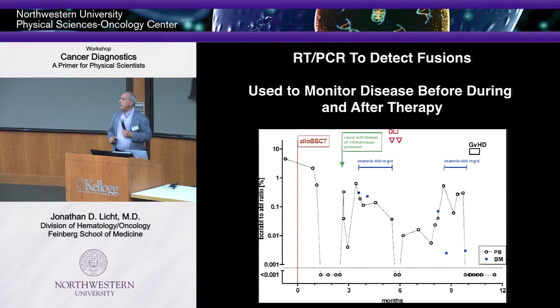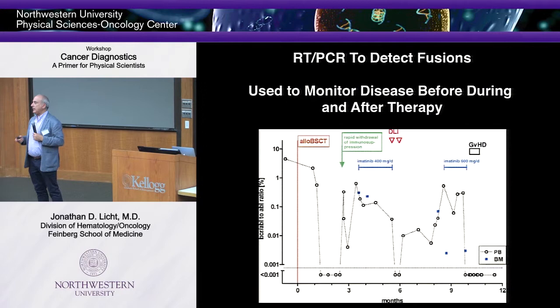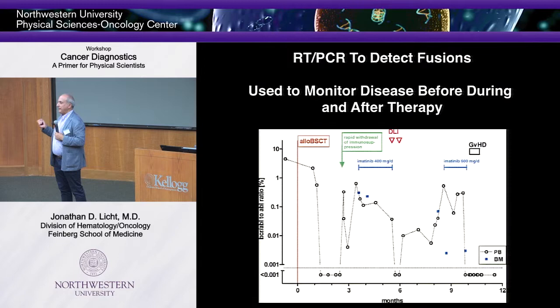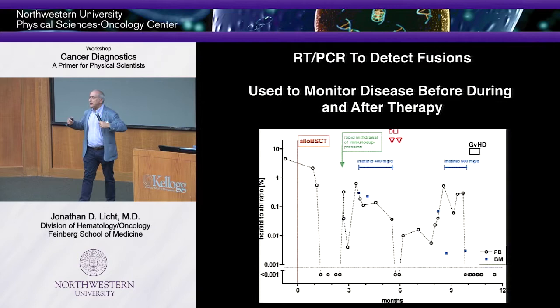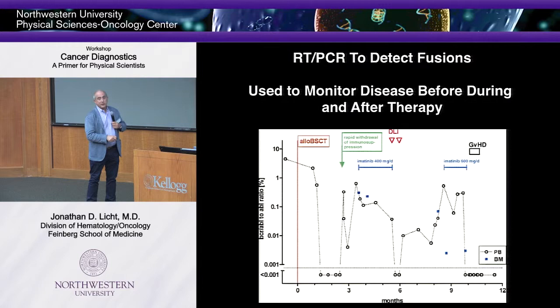When you get a bone marrow transplant, you suppress the immune system to prevent the incoming bone marrow from attacking the host. When you do that, however, the incoming bone marrow also doesn't attack the disease. So one strategy to fight this is to remove immunosuppression and let the incoming bone marrow and lymphoid system attack the disease. The transcript level dropped, but then the patient had a relapse again. Then the patient got this drug imatinib, also known generically as Gleevec, and the transcript level dropped. Then the patient relapsed again, got imatinib again, and the transcript level dropped.